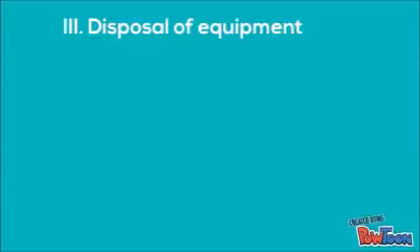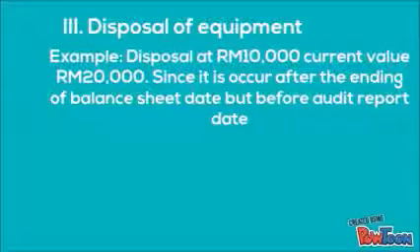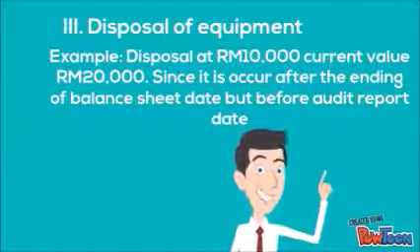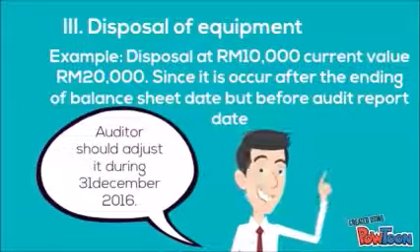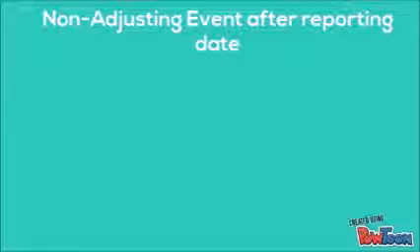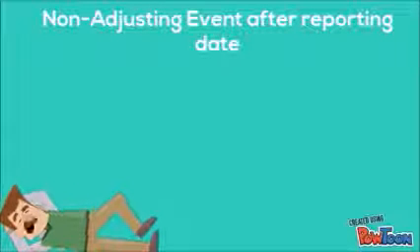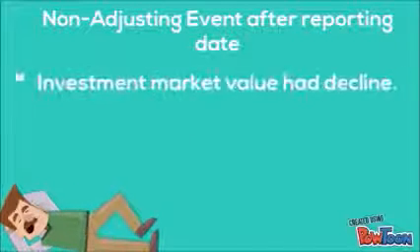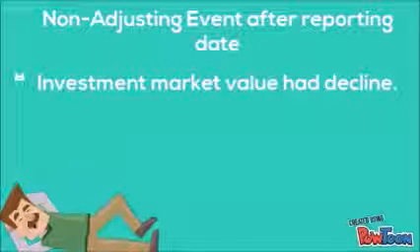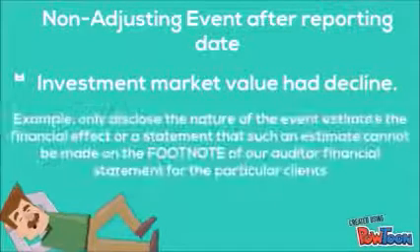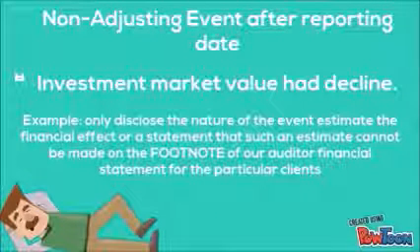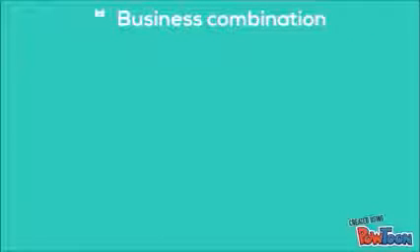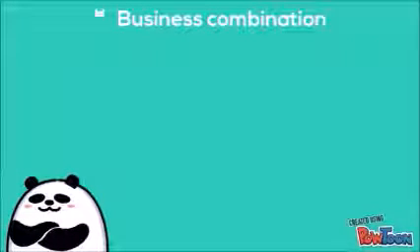Three, disposal of equipment. Example, disposal of machinery at RM 10,000 while the current value is RM 20,000. Since it occurs after the balance sheet date but before the audit report date, the auditor should adjust it during December 31, 2016. A non-adjusting event after the reporting date is, for example, an investment whose market value has declined. Here, only disclose the nature of the event and estimate the financial effect, or state that such an estimate cannot be made, in the footnote of the auditor's financial statements for the particular client.